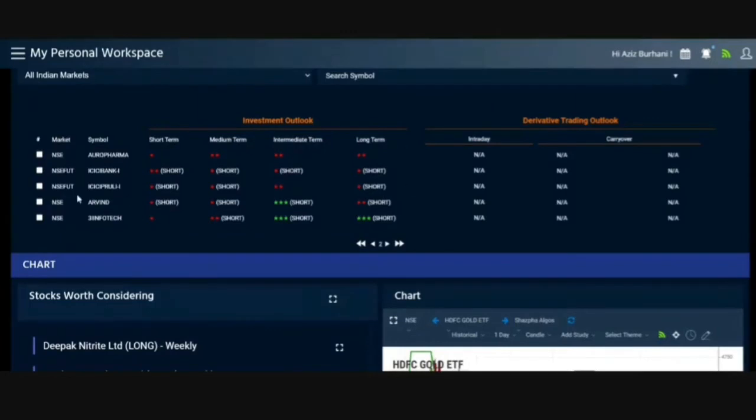And in NSE futures, if you are a short-term, medium-term trader, if you see here, it is short. That means everything is down, nothing is long. So that is the symbol lookup.